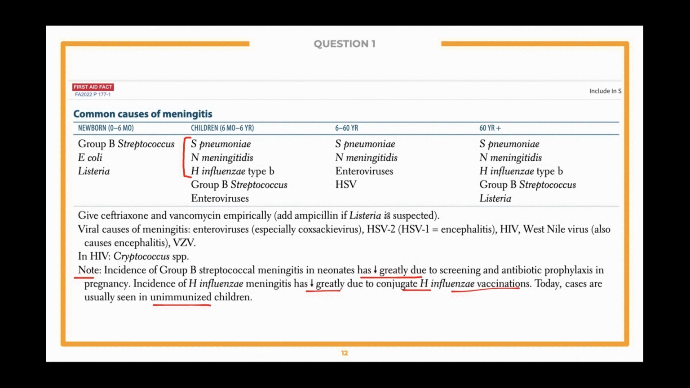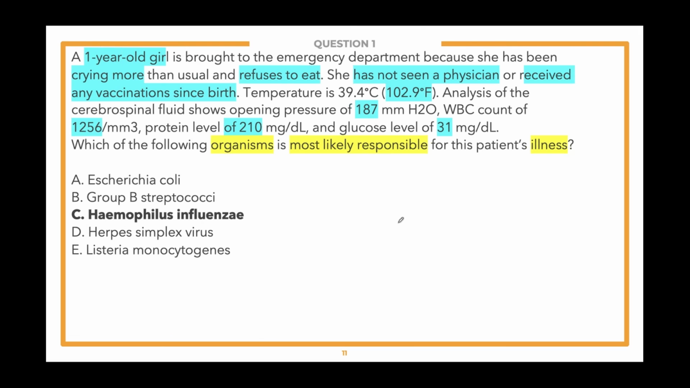So if we go back to our question, hopefully you guys can now see why that's the best answer choice. Okay. The other answer choices: Listeria, answer choice E, is common as a cause of meningitis in either patients who are above the age of 60 or newborns, so 0 to 6 months. HSV can be a cause of meningitis in infants.